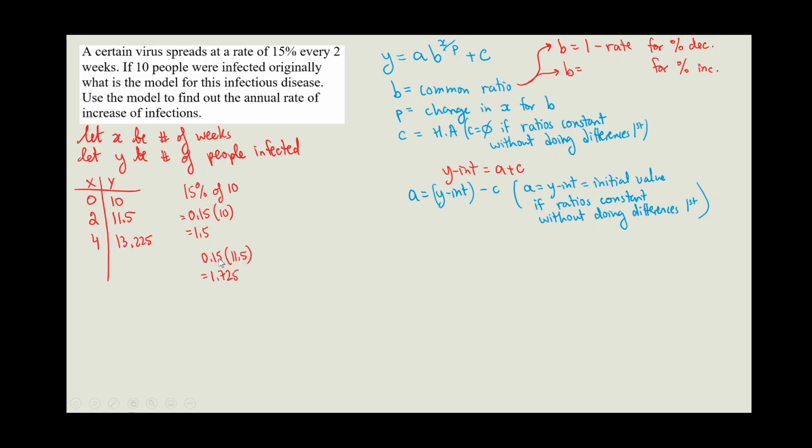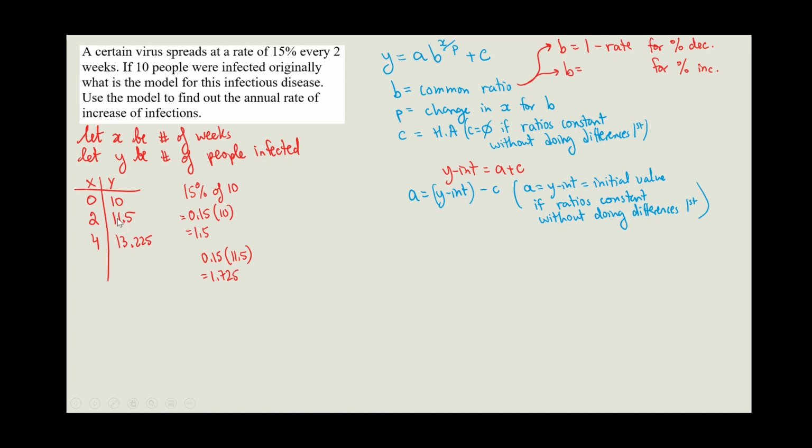Then we're going to do 15% of this 11.5. We get this new number. This new number has to be added to 11.5 to give us the next result. Just like we did before, we have two calculations here. We have multiplication to find the increase, and then we have to add to the original. So we multiply, then add, multiply, then add.